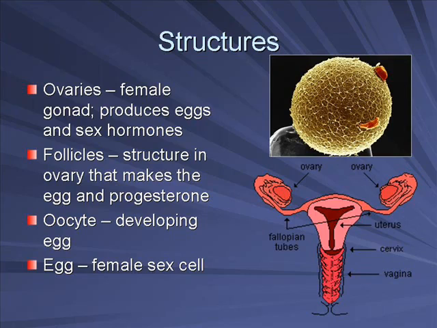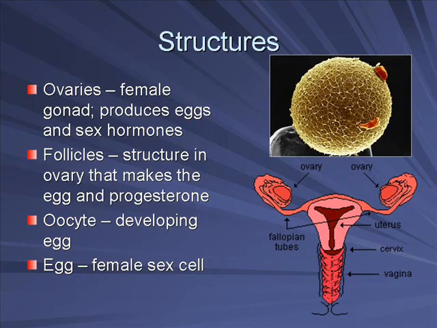A follicle is a structure in an ovary that actually makes the egg. So inside a follicle is where an egg matures and gets ready. It also produces progesterone, again, one of the key female reproductive system hormones. The oocyte is just another way of saying a developing egg. So not a fully mature egg, but one that's in the process of getting there. And then, of course, the egg is the female sex cell.